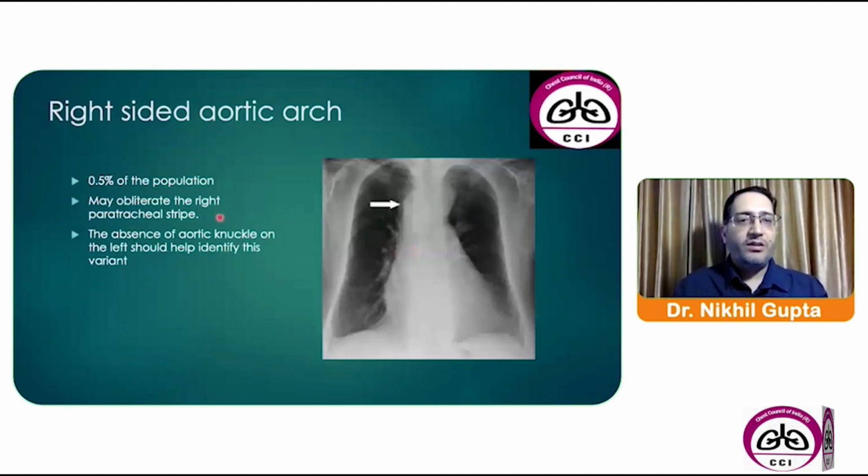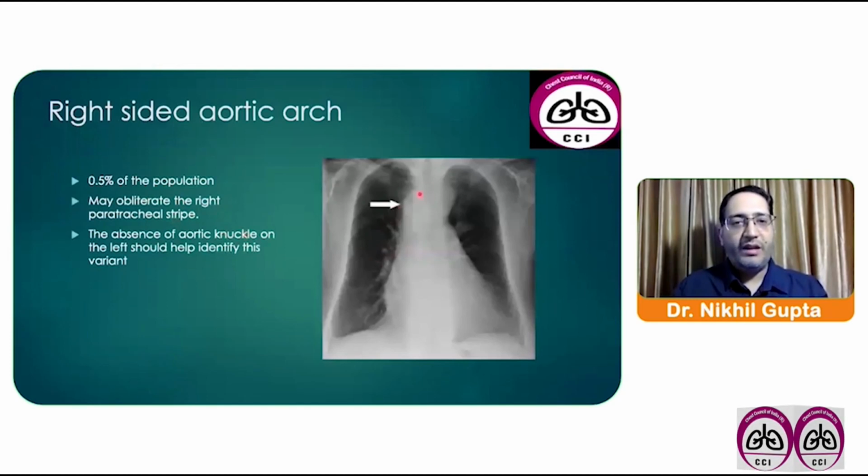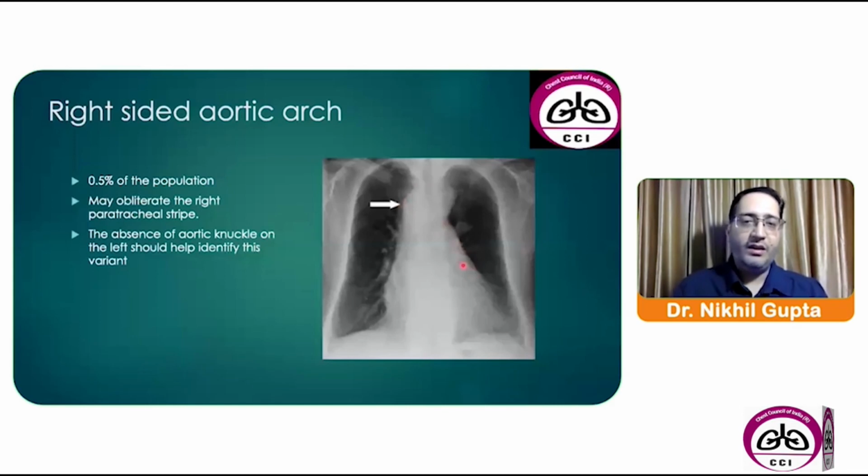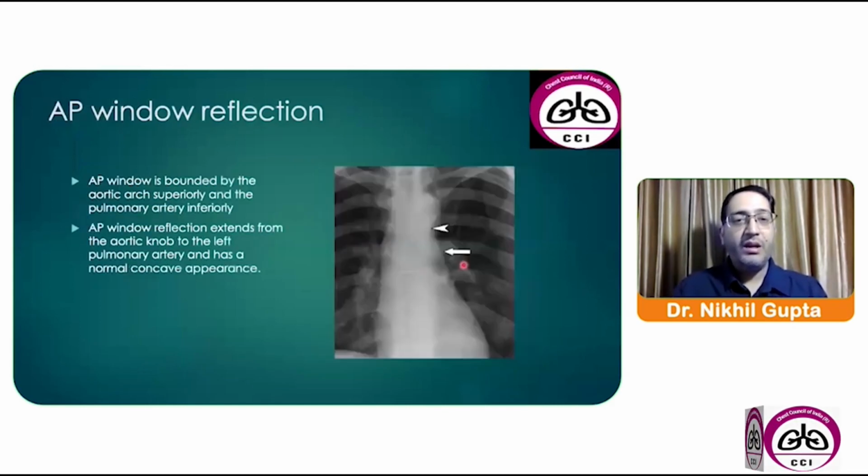A right-sided aortic arch is seen in 0.5% of the population, and it may obliterate the right paratracheal stripe, as seen in this image. The absence of the aortic knuckle on the left should help identify this variant. So we don't see an aortic knuckle on the left side, as in this X-ray.